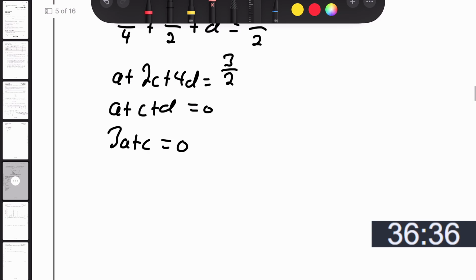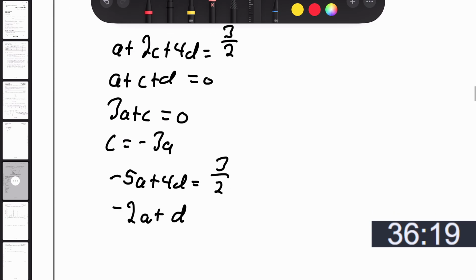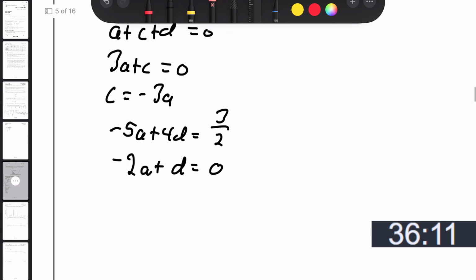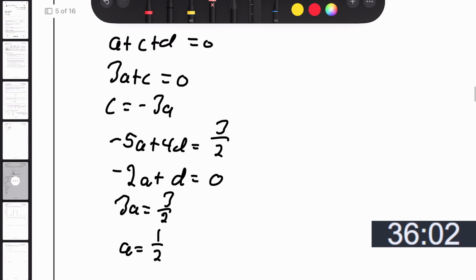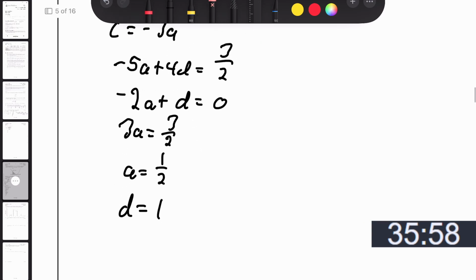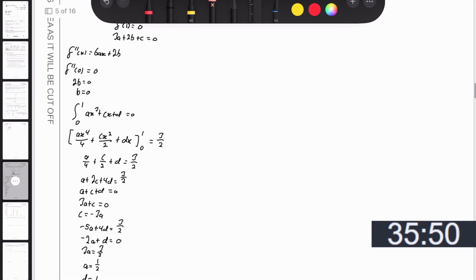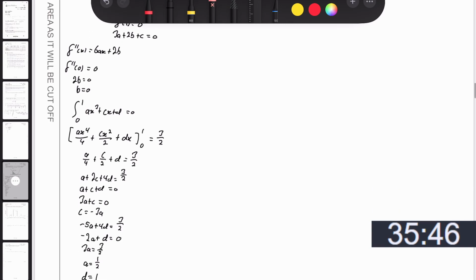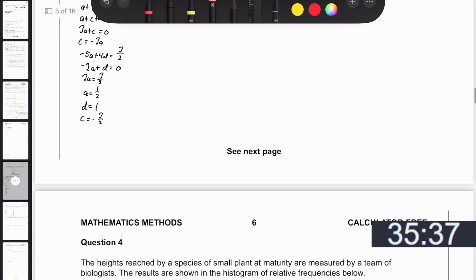So let's see. If I can get c equals negative 3a, then this becomes a minus 6a, so negative 5a plus 4d must equal 3 on 2. And then I have negative 2a plus d must equal 0. So if I do minus 4 of the bottom one, I'm going to be left with 3a plus 3 on 2, so then a is going to be equal to a half. D must be equal to 1, and c must be equal to negative 3 on 2. So checking: 3a plus c is negative 3 on 2 plus 3 on 2, equals 0. A plus c is negative 1, plus d is 1, is 0, and I think everything else is good, so pretty happy with that. And then let's put at the bottom here, b equals 0.